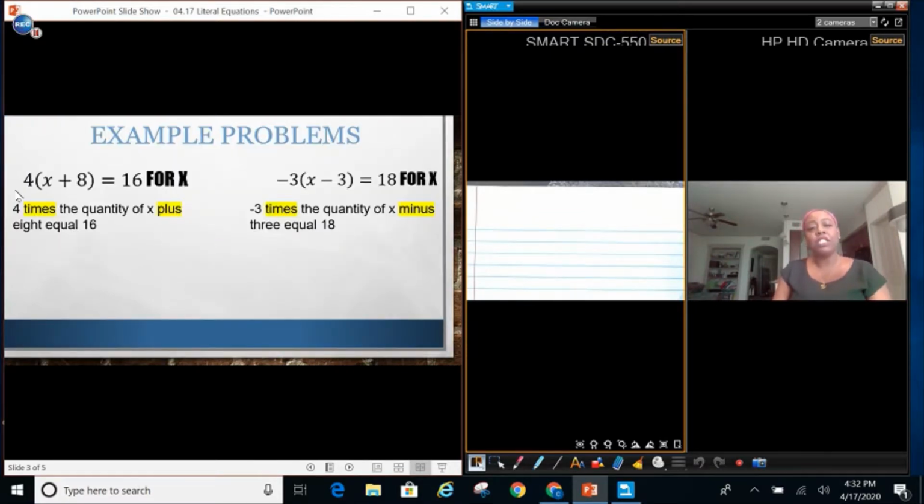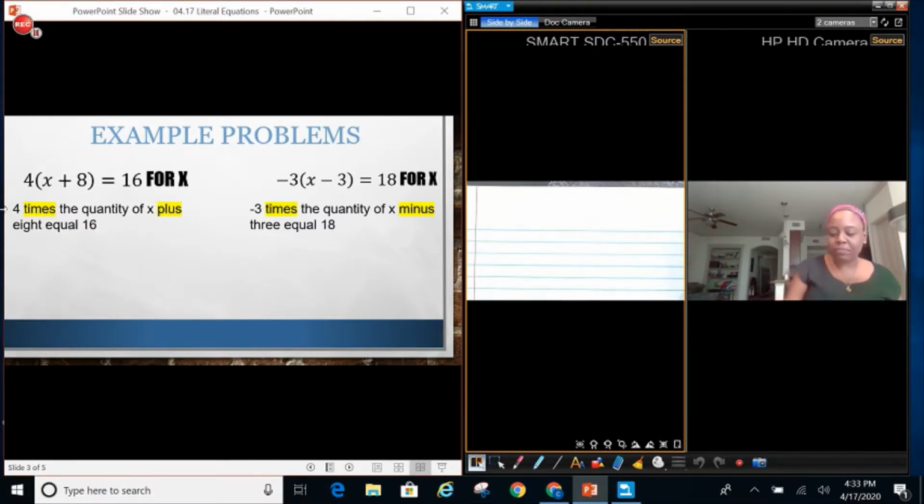So I'm going to be doing the first example problem. Then you can pause the video and try the second problem on your own. Once you've done, press unpause, and then you can see if you got the correct answer. So let's start with the very first one. It says 4 times the quantity of x plus 8 equals 16.